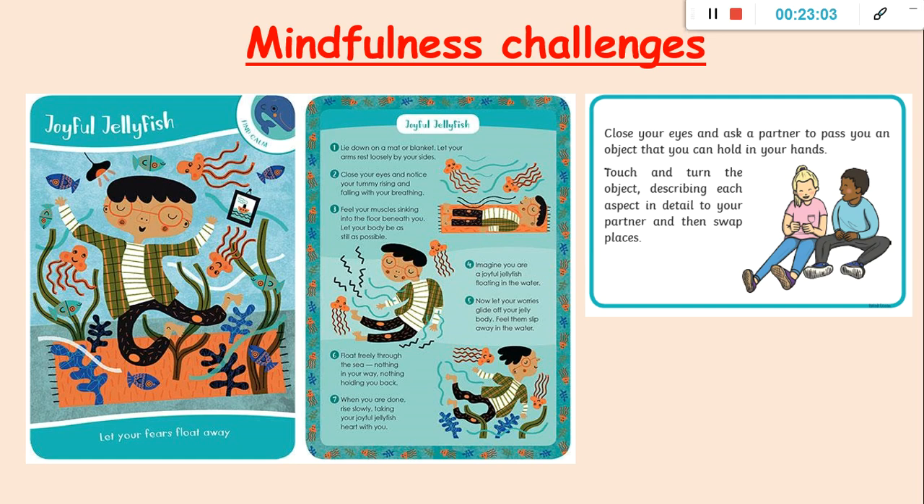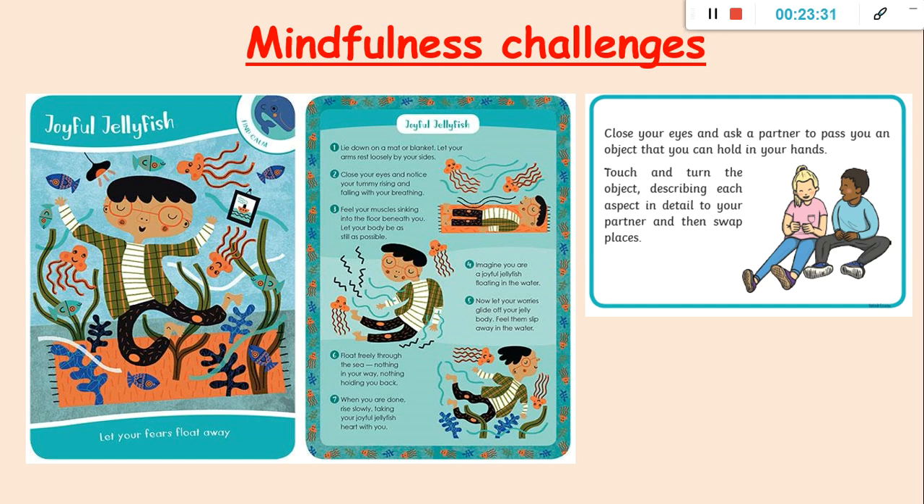Okay, so the second one is to close your eyes and ask a partner to pass you an object that you can hold in your hands. This could be a brother or a sister, it could be your mom or your dad, whoever you live with. So you're going to touch and turn the object, describing each aspect in detail to your partner, and then swap places. So you're just going to close your eyes and you're going to feel it, and you're going to really think about how it feels on your hand.